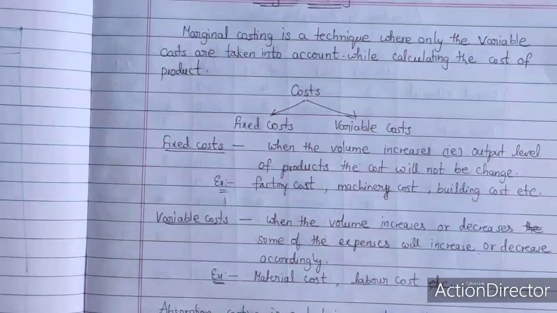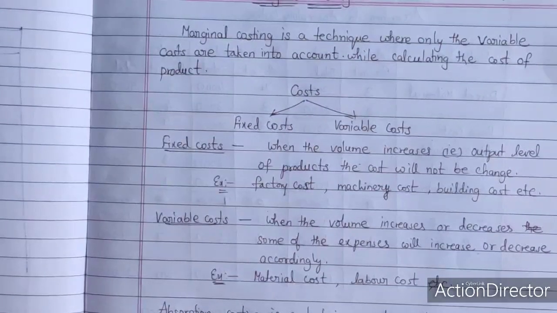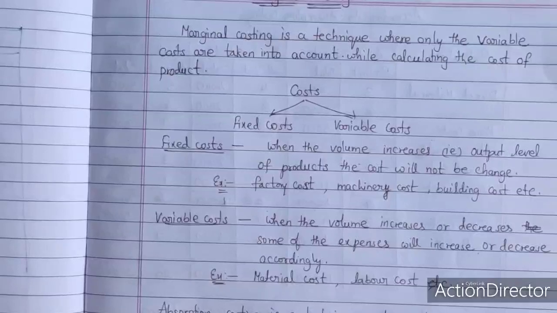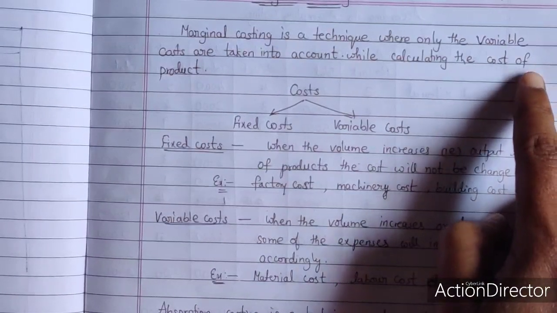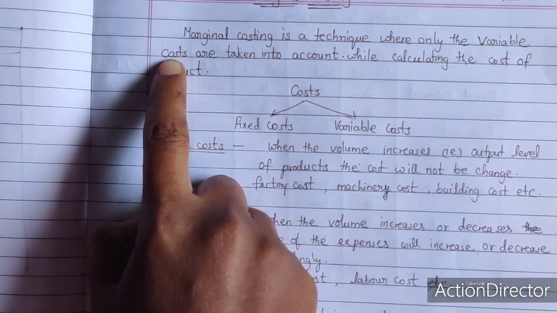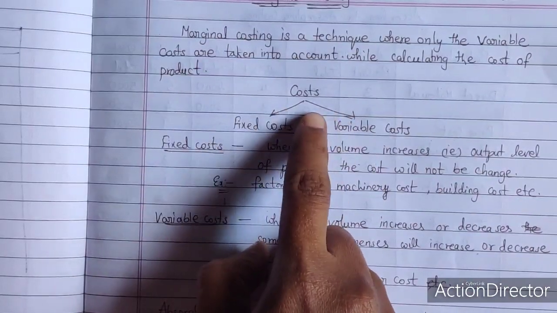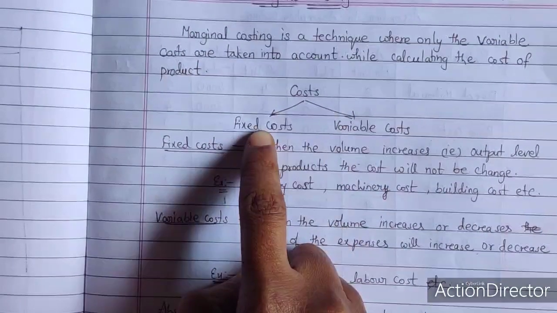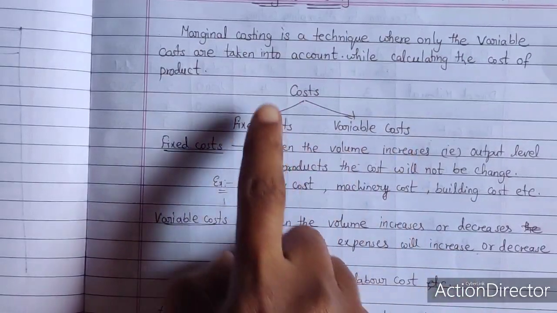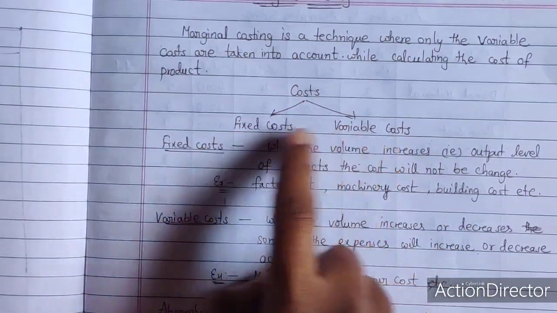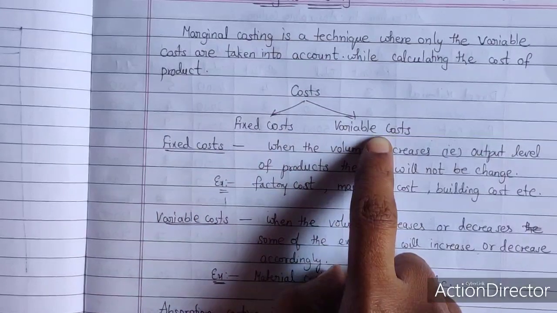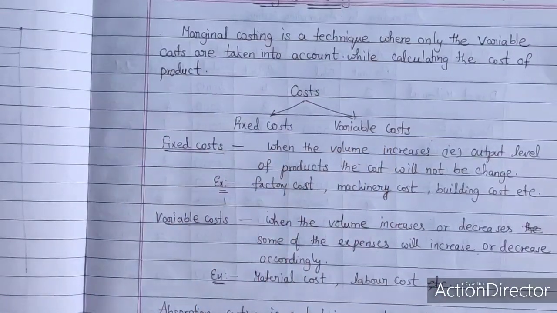It is a technique where we use only the variable cost. Only the variable costs are taken into account while calculating the cost of the product. So to decide the cost of the product, we will consider only the variable cost. Here we have to discuss what types of costs we have. One is fixed cost, the other one is variable cost. The costs may be divided into two types, fixed costs and variable costs. So let us come to fixed cost.